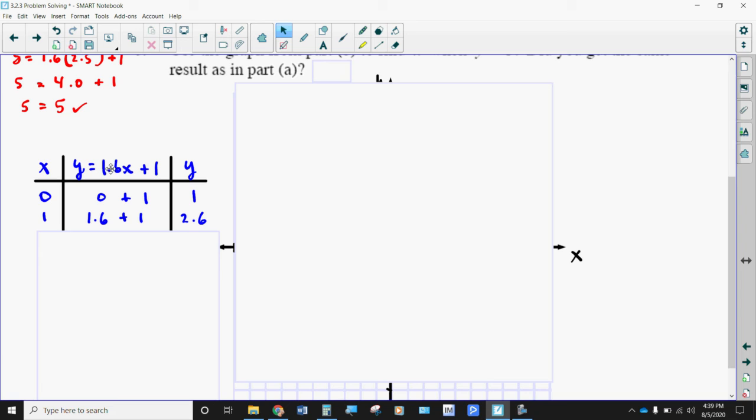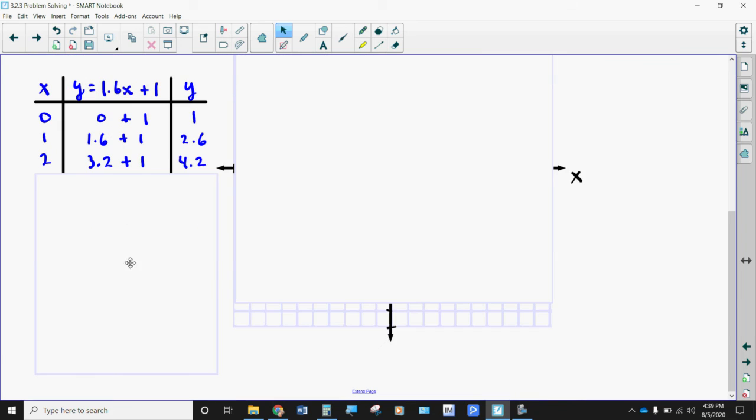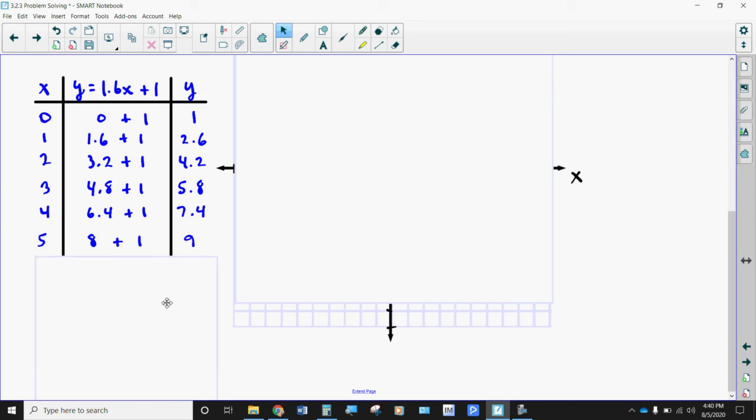When x is 1, 1.6 times 1 is 1.6. Add that to 1 and you get 2.6. When x is equal to 2, you're going to double 1.6 to make 3.2, plus 1 is 4.2, and so on, and so forth.